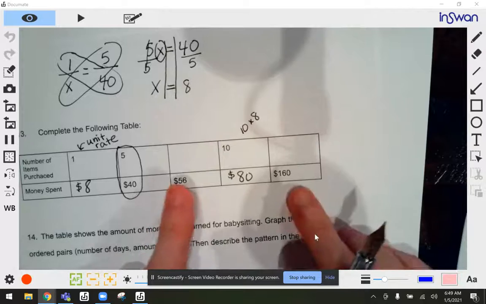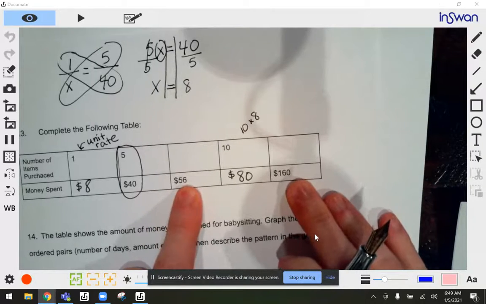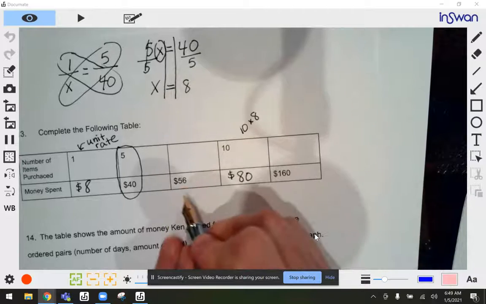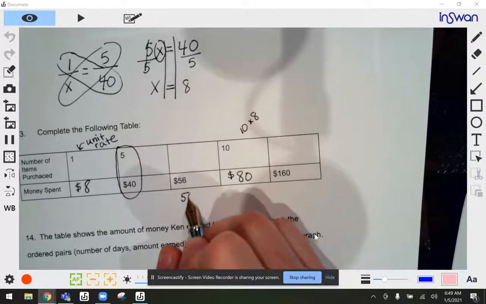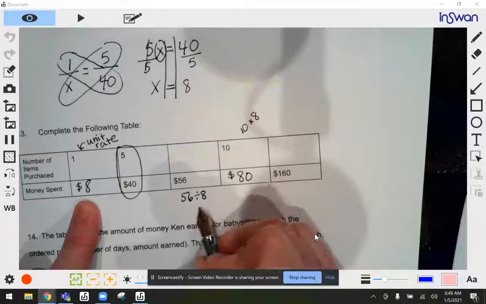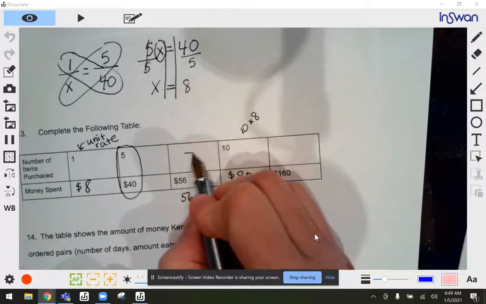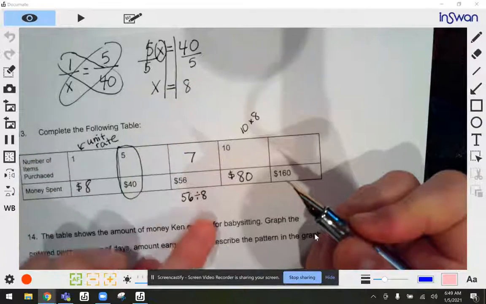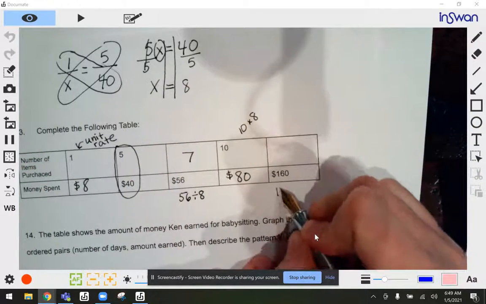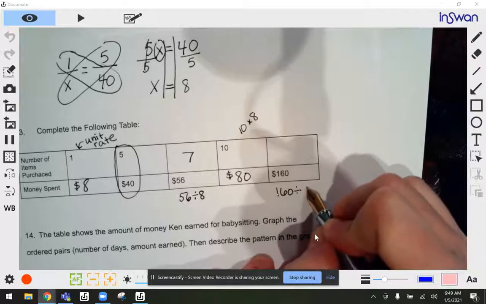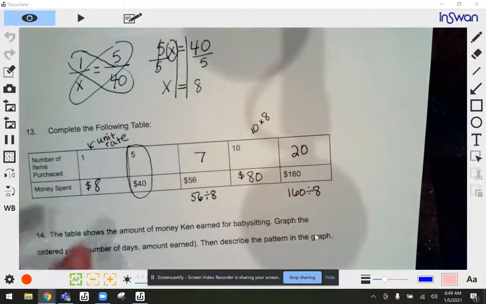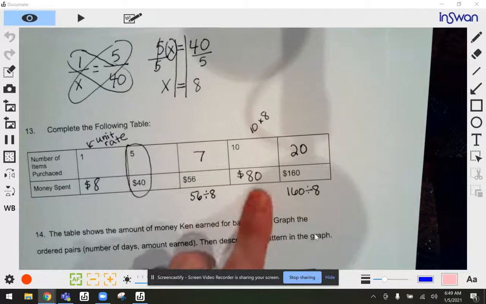Okay, similarly for these two, we have the total. We want to know how many were purchased. Your total was $56. How many $8 items did you buy? 56 divided by 8 is 7. So you could buy 7 of them for $8. Okay, here your total was 160. If you divide that by 8, you get 20 items. Okay, so you can use the unit rate to find the other ones.